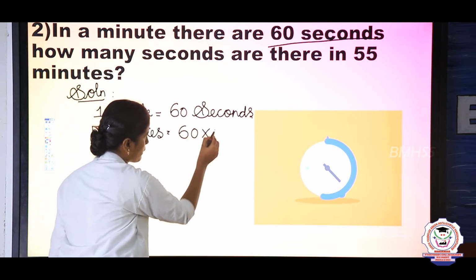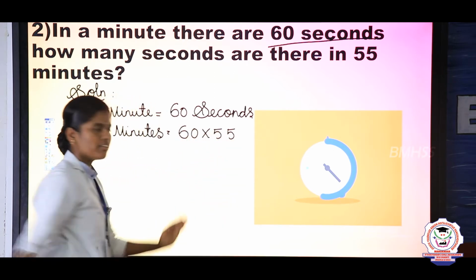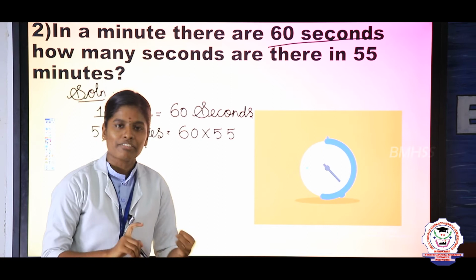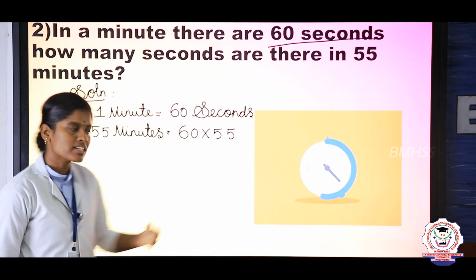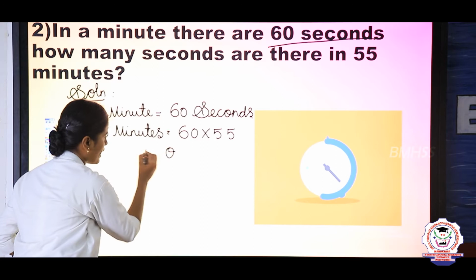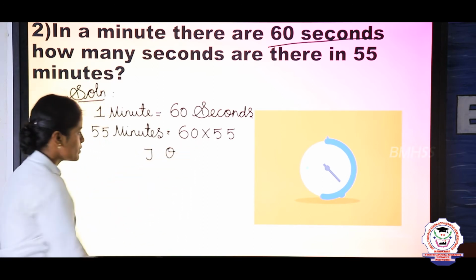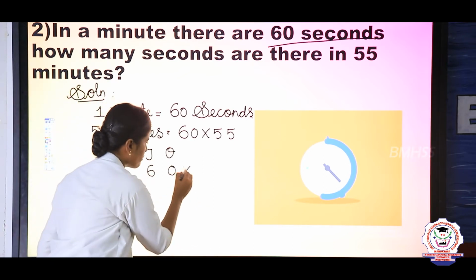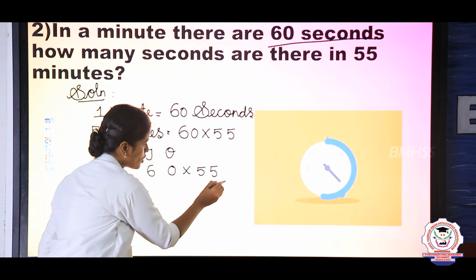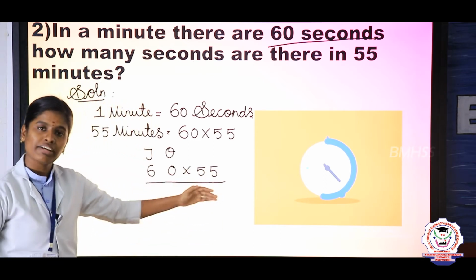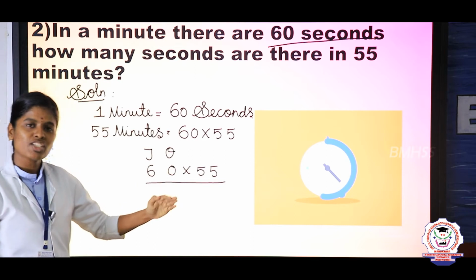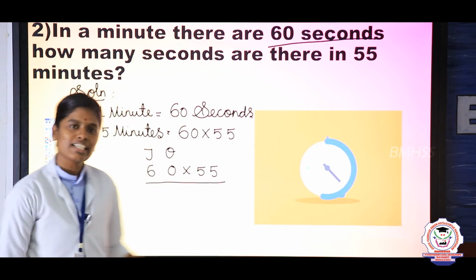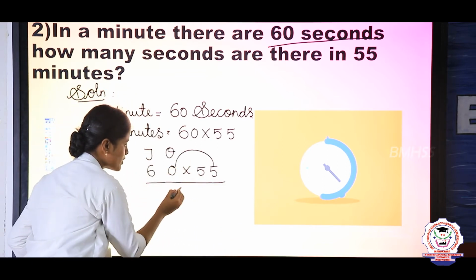60 multiply by 55. As usual, the first step is place values. Write the place values. Our first place value is ones and our second place value is tens. So write ones and tens. Here the ones place value is 0 and the tens place value is 6, and multiply by 55. Take 5 and multiply by 0 and 5 and multiply by 6. Now tell me Nishant, what is the answer? 5 zeros are 0.